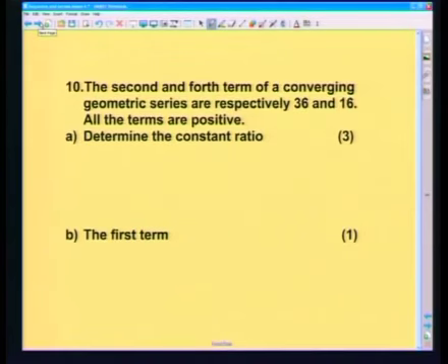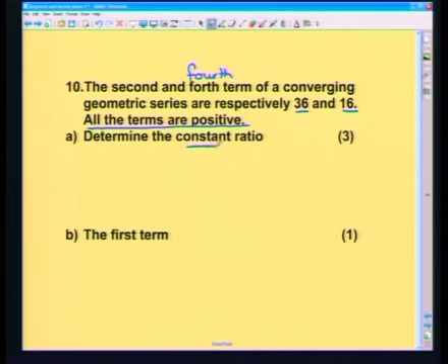This one says the second and the fourth, spelled incorrectly, I do apologize, F-O-U-R-T-H, term of a converging geometric sequence are respectively 36 and 16. All the terms are positive. Remember I said to you that's what they're going to do if they have any worry going on this whole story. So right, looking at that, remember I said to you the first thing we do is we code.